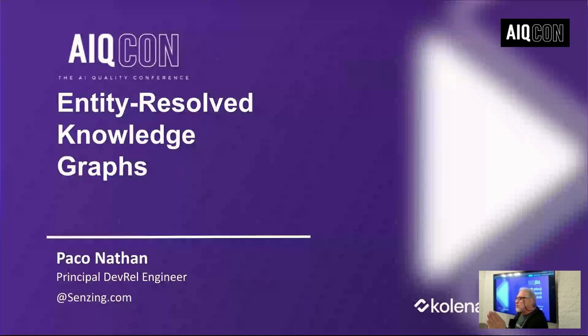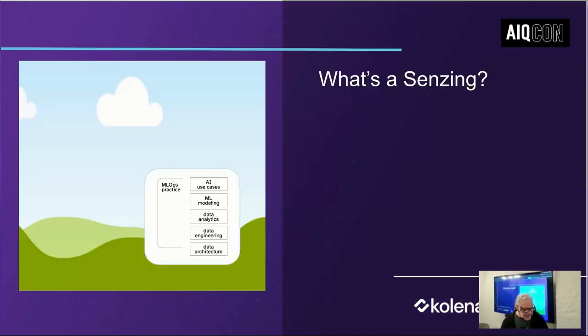Maybe there's two Bob R. Smiths, or maybe there's Robert Smith and Bob R. Smith Jr. How do you know whether or not they're the same person or a different person? Okay, so just real quick, entity resolution.